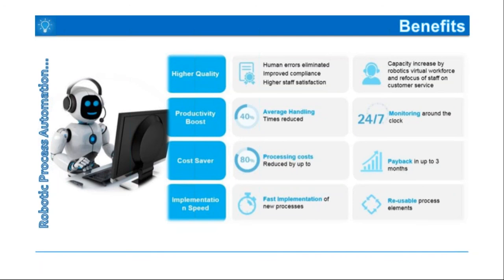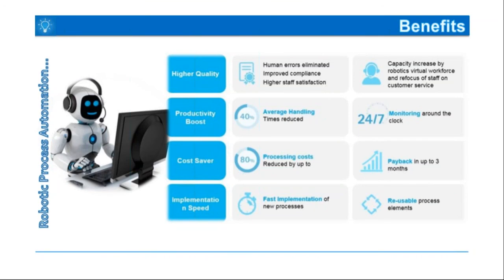Then payback, the return on investment. I'm investing some amount, and within 3 months I can pay back that amount, because I'm removing the FTEs. You don't have to pay for them. You only pay for the license, system maintenance, and RPA maintenance, that's all. The remaining costs you save, so within 3 months whatever you invested, you can get it back.